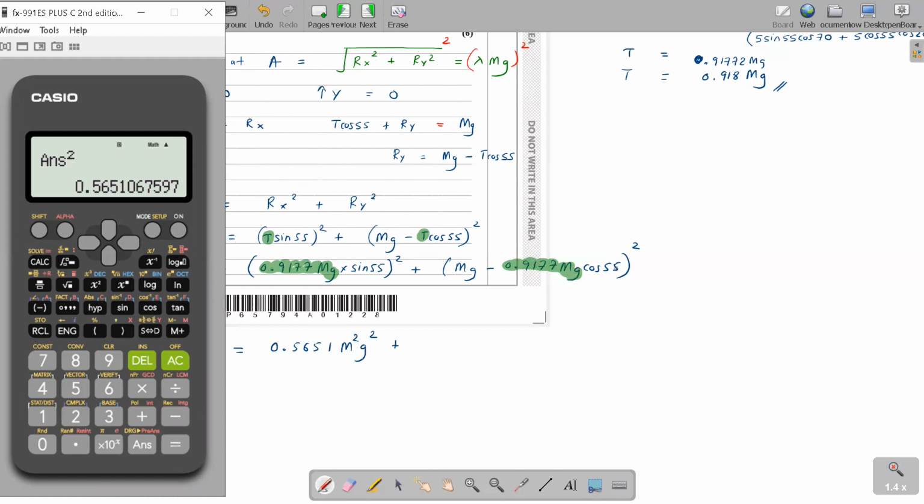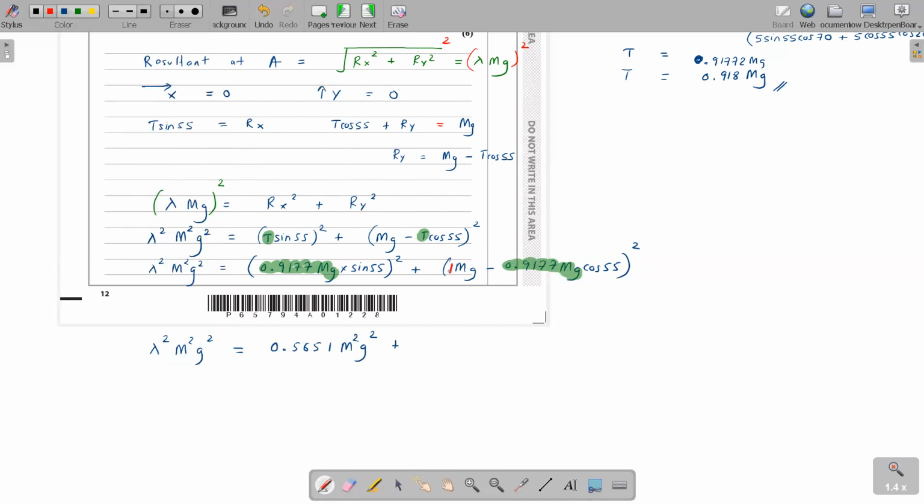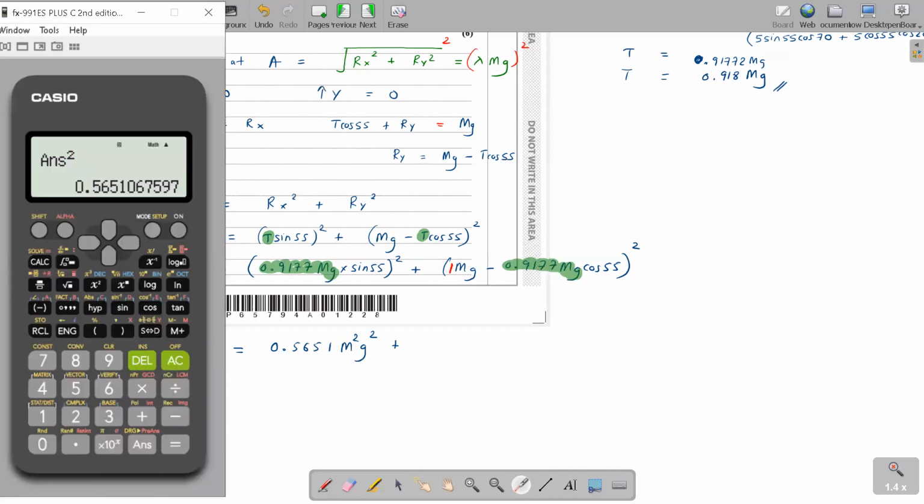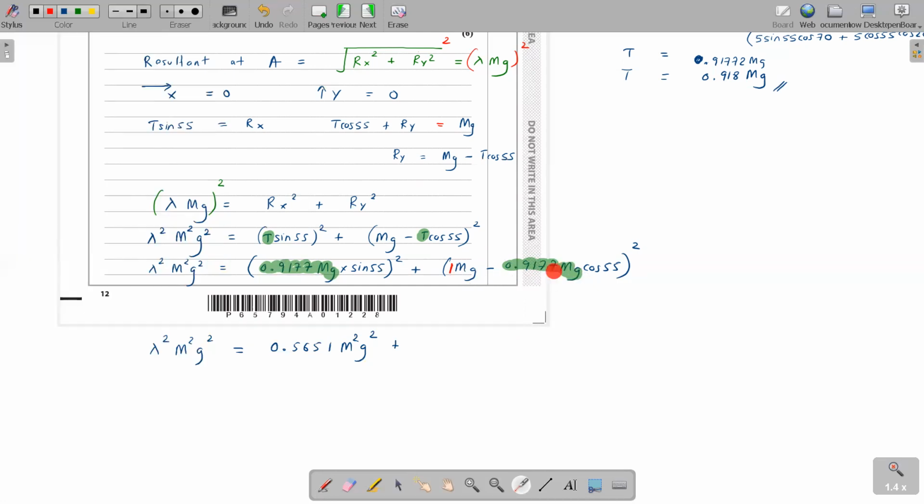And what about this one? Now don't go opening the brackets like a quadratic factor expansion. That's going to be a headache. This is simply 1 mg, right? Here there is no value, so it means 1 mg. So subtract these two terms: 1 mg minus 0.9177 cos 55 mg. These are like terms, so you can subtract and get the value. How much is it? Look at this very carefully: 1 minus 0.9177 into cos 55. Do you see what I did here? I subtracted, because these are like terms. Both have mg. So it's like 1a minus 0.9177 cos 55a.